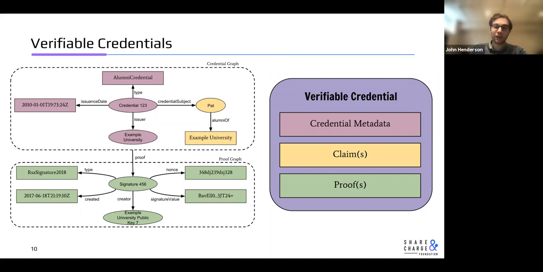So that allows Pat then to present the credential to anyone that he would like, and they can verify that Example University has issued this credential without needing to phone home, as it were, to Example University. The verification process can be done independent of the issuer. That's a key aspect of verifiable credentials.